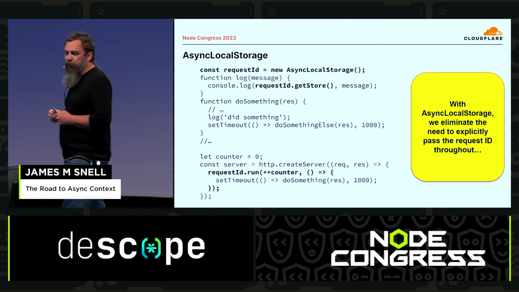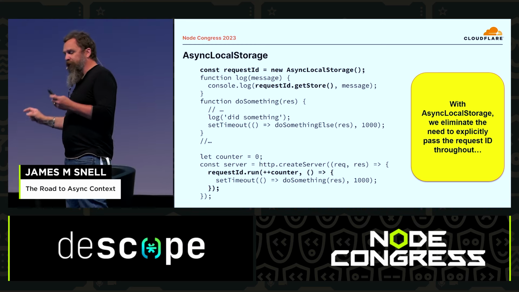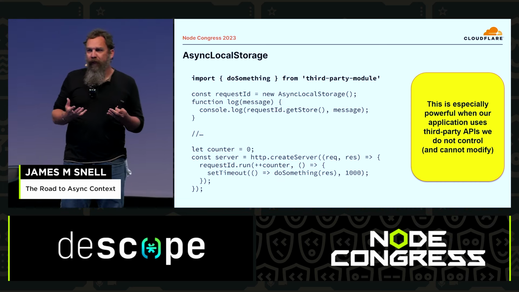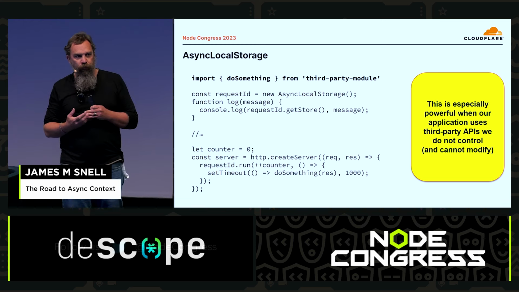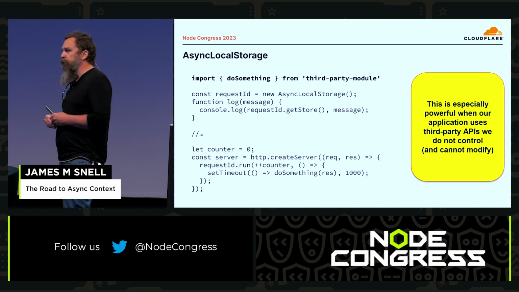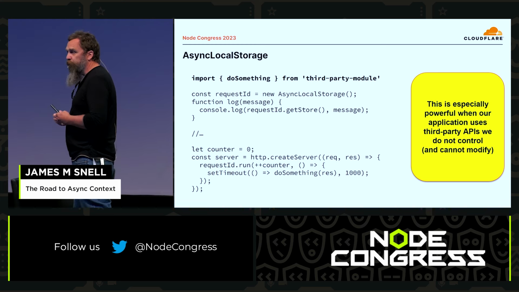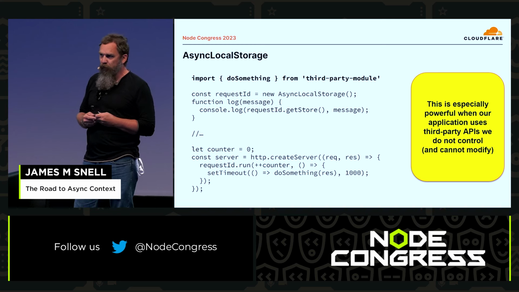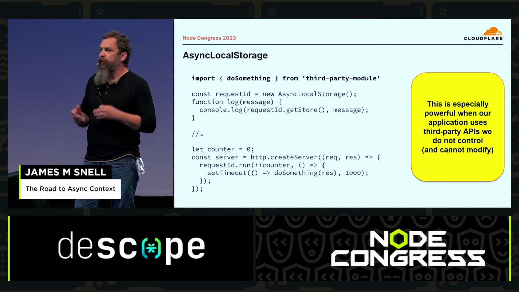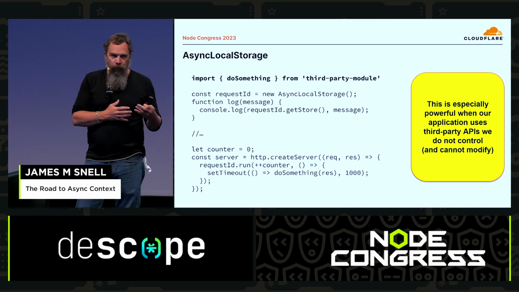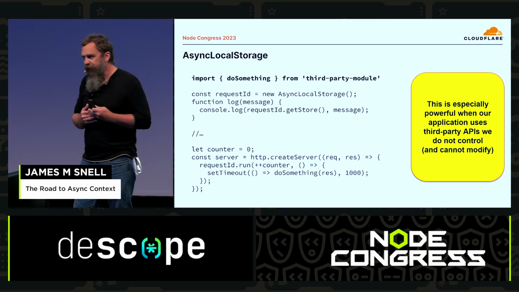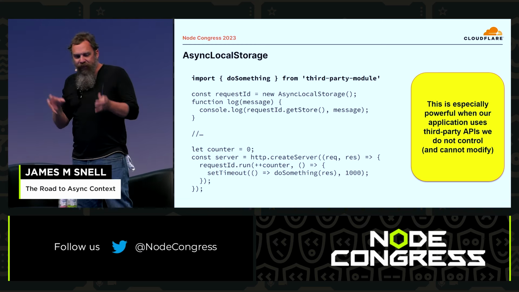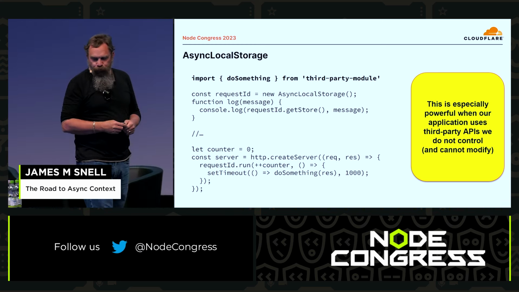So it greatly simplifies how we actually pass this information down. Like I said, especially when we don't control that API that we're passing through, right? So if this do something is from some arbitrary third-party module out on NPM that you don't control the API of, but you still need that ID passed through and in your logs, async local storage is the thing that's going to make that possible for you to do. It's going to allow you to get that information. This is what we mean by remaining coherent. It's there when you need it in that async flow.